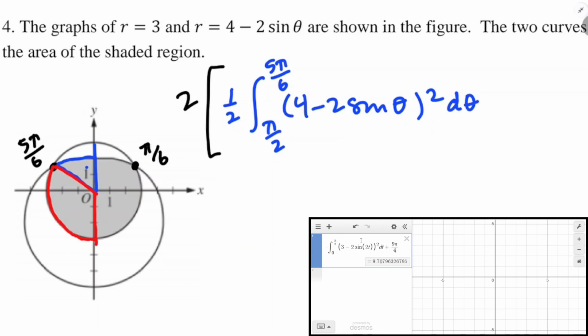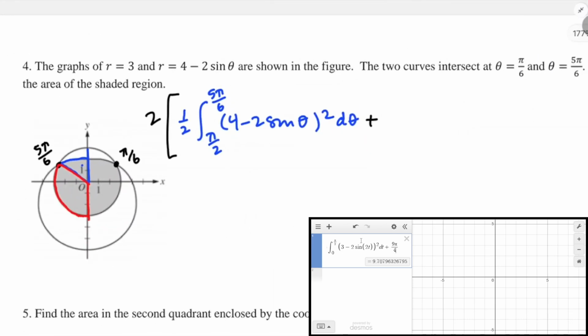And then I'm going to add the red area. And that's going to go from 5 pi over 6 to 3 pi over 2. And that'll give me the left half of the area, and then I'm going to double it. And that's why I've got that multiplication by 2 on the outside. And so it's 1/2 r squared d theta.